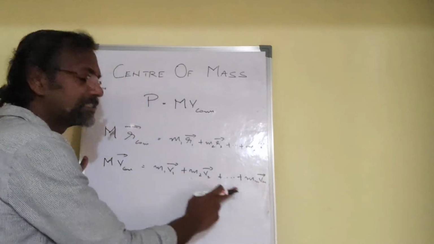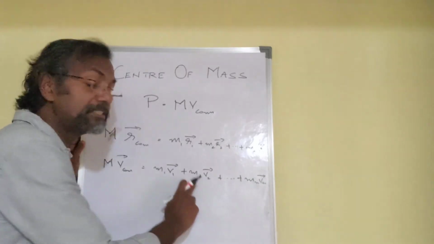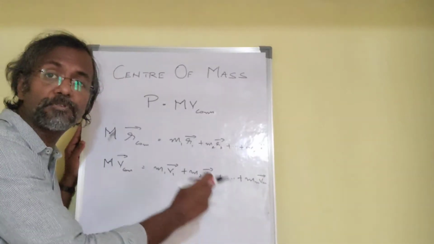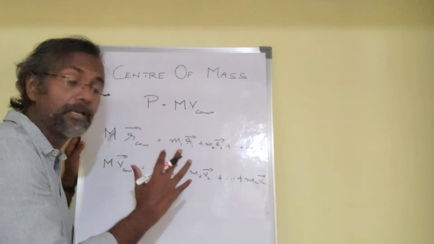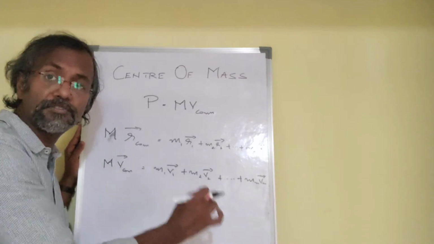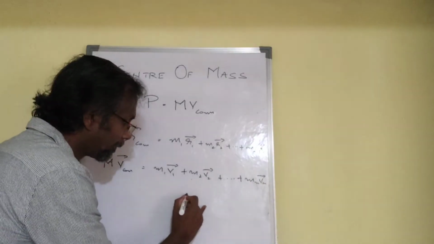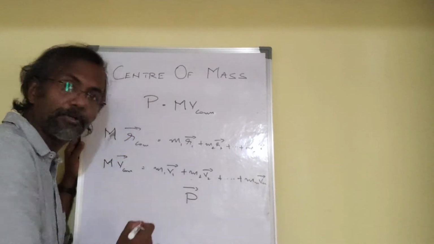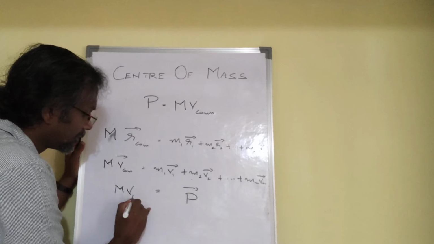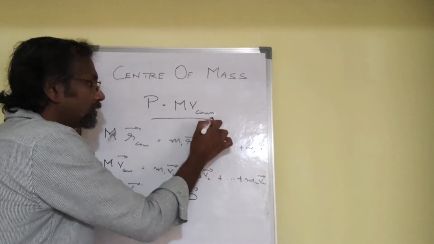So if you look at the system of particles, this right hand side is equal to the momentum of each of the particles. It's a sum of each of the linear momentums. I'm dealing with linear momentum. It's equal to the linear momentum of each of the particles in the system, which is definitely equal to the total momentum of the body. So the total momentum of the body is equal to M vc.